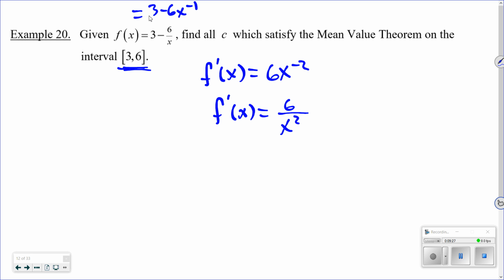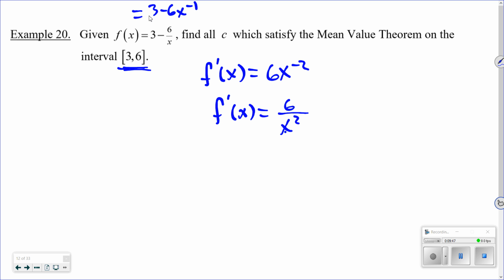So again, the question is does that derivative exist on the interval from 3 to 6? Well, the only time the derivative doesn't exist is when x is 0. So we're good. From 3 to 6, it always exists. So it's differentiable and it's continuous. So it meets those 2 requirements. That means the mean value theorem does apply.